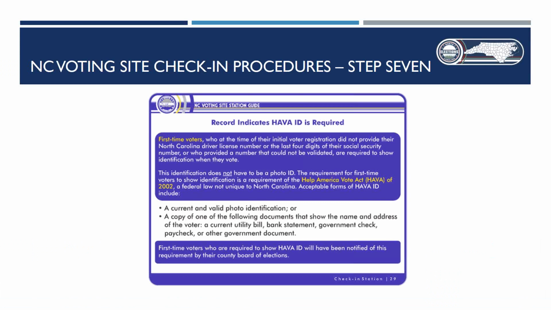Acceptable forms of HAVA ID include a current and valid photo identification or a copy of one of the following documents to show the name and address of the voter. This could be a utility bill, a bank statement, government check, paycheck, or other government-issued document.